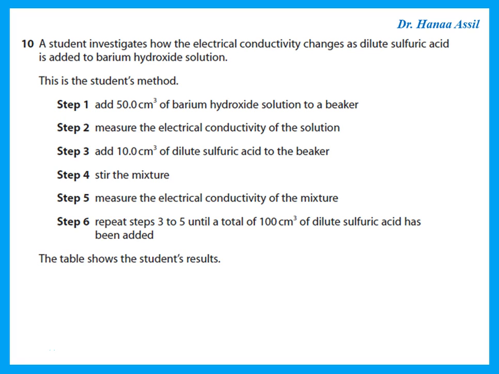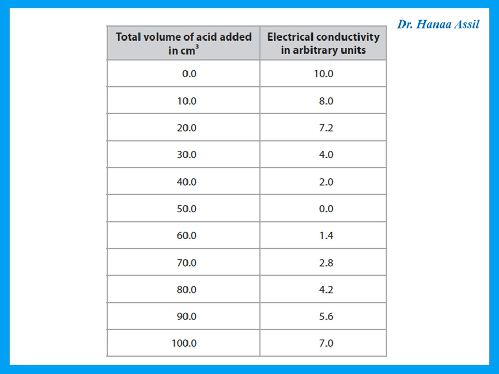A student investigates how the electrical conductivity changes as dilute sulfuric acid is added to barium hydroxide solution. So he added 50 cm³ of barium hydroxide to a beaker. He measures the electrical conductivity of the solution. He added 10 cm³ of dilute sulfuric acid, stirred, measured the electrical conductivity, and then repeated using more and more of the acid until a total of 100 cm³ of acid has been added. The table shows the results.